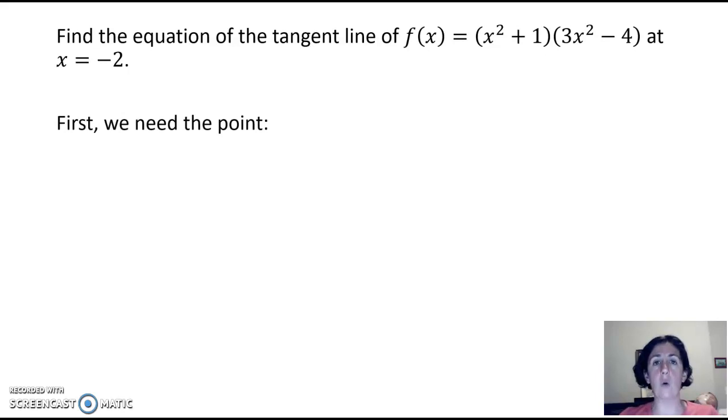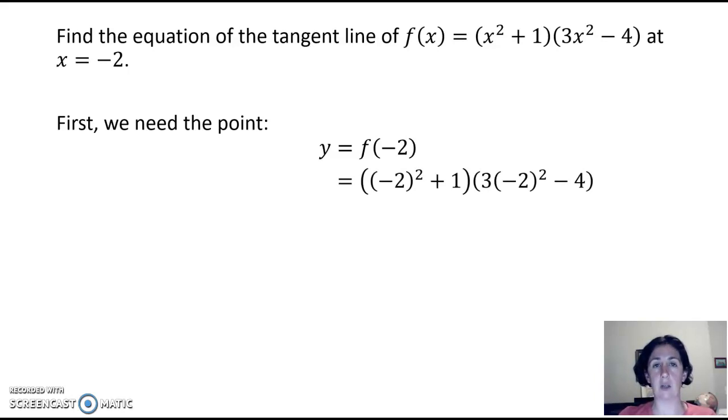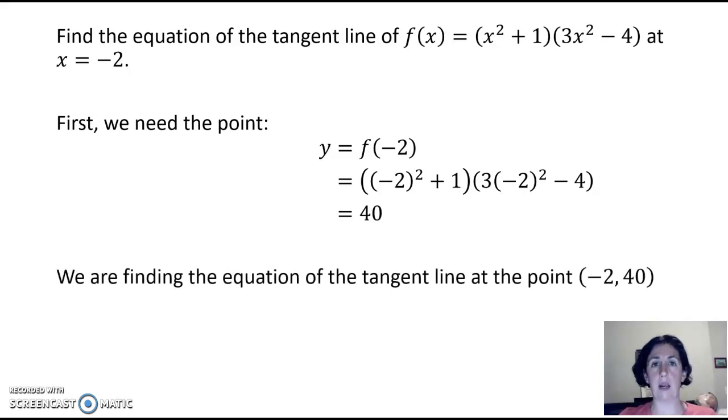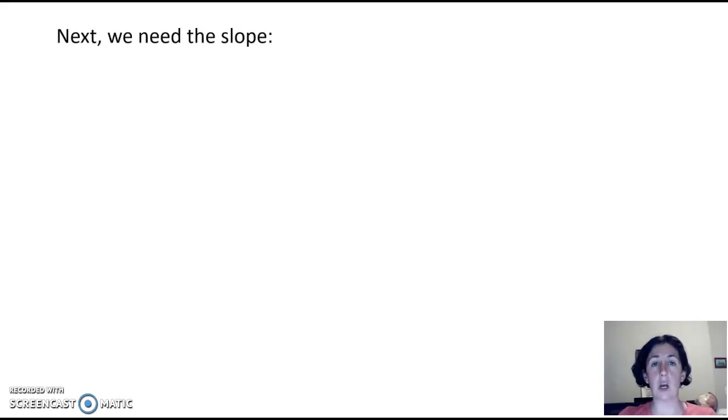So the first thing we should do is find the point. I want to know what is the y value or the function value when x is equal to negative 2. So y, the second part of that ordered pair, will be the function evaluated at negative 2. And when I find that, I get 40. So I'm finding the equation of the tangent line at the ordered pair negative 2, 40. So now we have our point. The next thing we need is our slope.